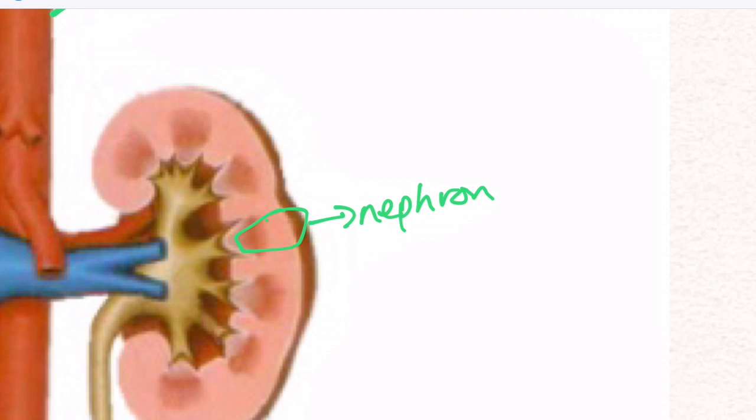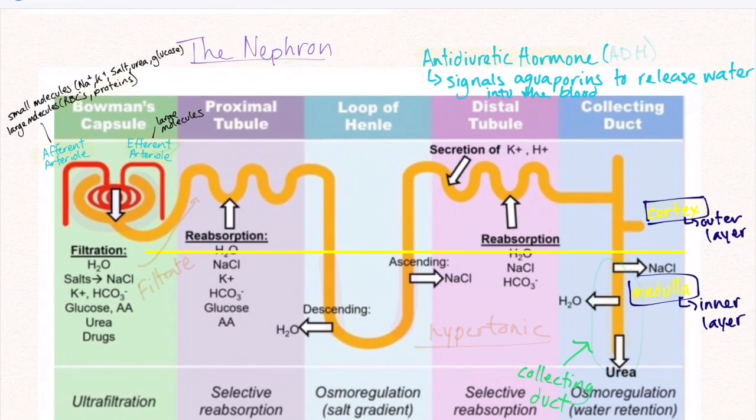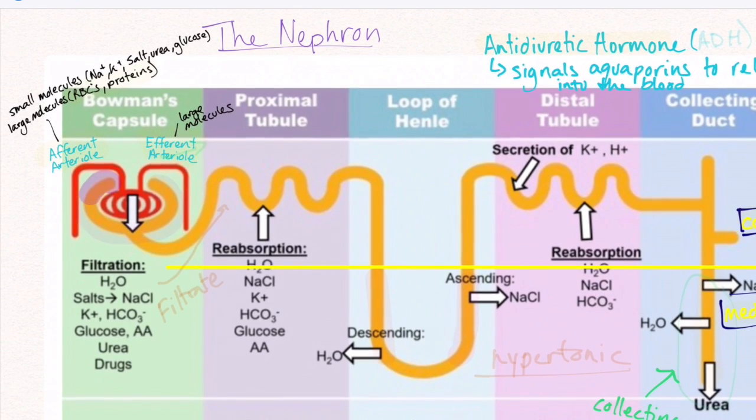The first step in this process is called ultrafiltration. This process occurs at the Bowman's capsule. The Bowman's capsule refers to this purple highlighted part right here. It's sort of like a cup holding on to the glomerulus, which is this cluster of red right in the center of that cup, the Bowman's capsule.